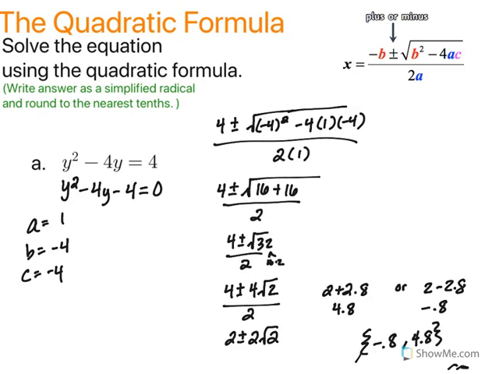Now remember, the quadratic formula is x equals negative b plus or minus the square root of b squared minus 4ac all over 2a. And this is how we solve quadratic equations using the quadratic formula.